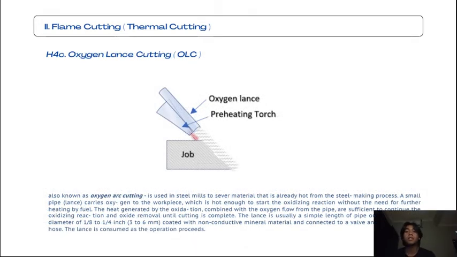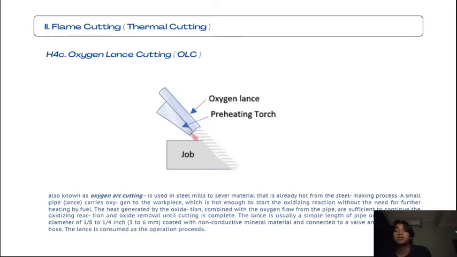Okay, now we're going to the third subtopic from arc cutting, which is oxygen lance cutting, or OLC, also known as oxygen arc cutting. It is used in steel mills to sever material that is already hot from the steelmaking process. A small pipe or lance carries oxygen to the workpiece, which is hot enough to start the oxidizing reaction without the need for further heating by fuel. The heat generated by the oxidation combined with the oxygen flow from the pipe is sufficient to continue the oxidizing reaction and oxide removal until cutting is complete.